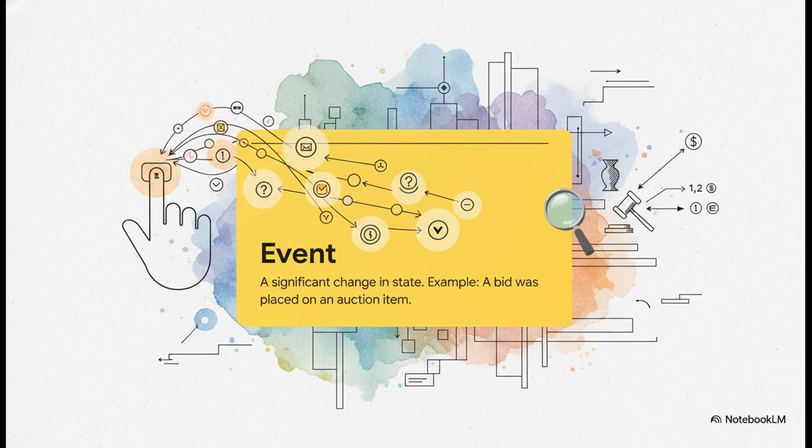Well, at the very heart of this whole style is the event. And an event is just a simple, unchangeable record that something significant happened. Think of it like a line in a logbook. Once it's written down, you can't change the fact that it occurred. It's just a notification of a change in state. It's not a request for anything. So, for example, when a user places a bid, they're not asking for data. They are triggering an action that the system now needs to react to.